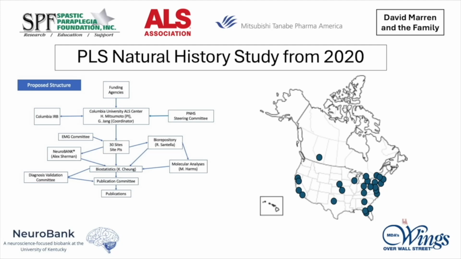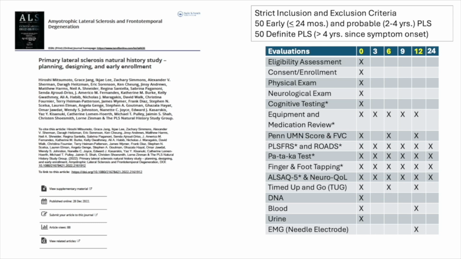This was a distribution of centers, also funded by Neurobank and MDA wings. The methodology and protocol were published with the kindness of Orla Hardiman, editor of the ALS FTD journal, so everything is available. The characteristic of this study is that visits are mostly by telephone, at baseline, 3 months, 6 months, 9 months, 12 months, and 24 months. Yellow signs are all in-person visits, and white is telephone visits. And we aimed for 50 early, meaning 2 to 4, and probable 2 to 4 ALS.